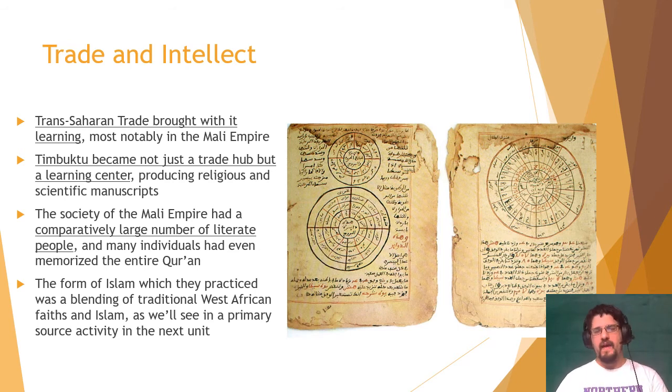Now, with that said, we're going to see that the form of Islam practiced in West Africa was what's called a syncretic religion, kind of a blending of traditional West African religion and Islam. But we'll talk about that when we get to the Mali Empire itself in our next unit. For now, what you need to know is Timbuktu becomes a learning center as well as a trade center and has a decent sized number of literate people.